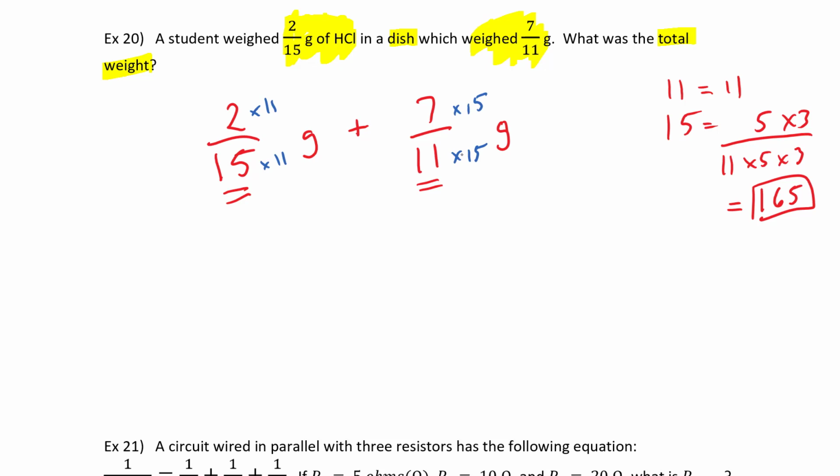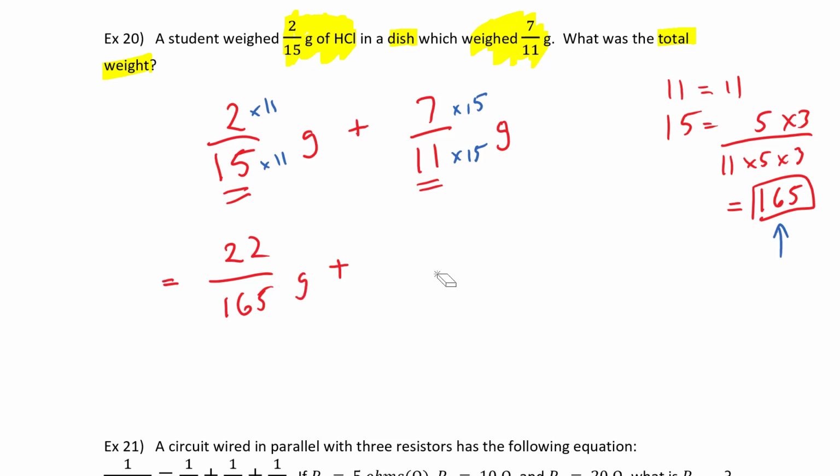Once again, you could just say, well, sir, we just multiplied the two denominators together. If you multiply the two denominators together, you will always get a common denominator. However, it won't always be the lowest common denominator. Prime factorization will always give you the lowest common denominator. So just be aware of that. Let's do the math now. 2 times 11 is 22 over 165.